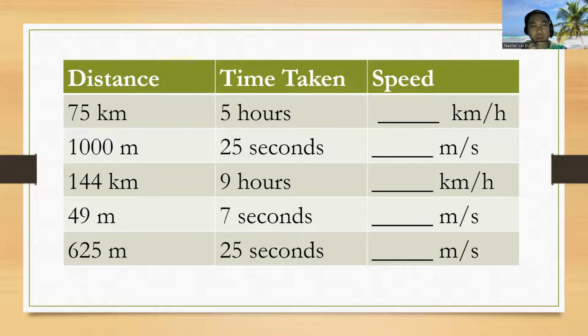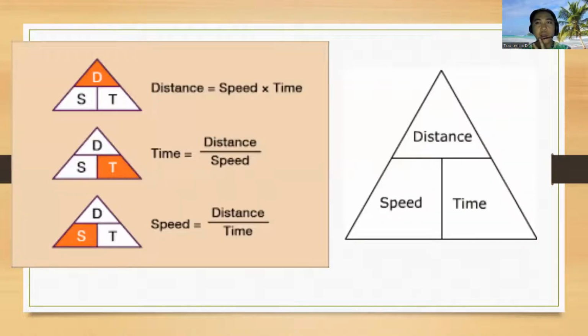And then 625 meters and 25 seconds is 25 meters per second. So ito po yung iba pang formula. Kung ang hinahanap po natin ay distance, ang magiging formula po natin is speed times or multiplied by time. And kung time naman yung hinahanap natin, time is equal to distance over speed. Kapag naman speed yung hinahanap natin, speed is equal to distance over time.